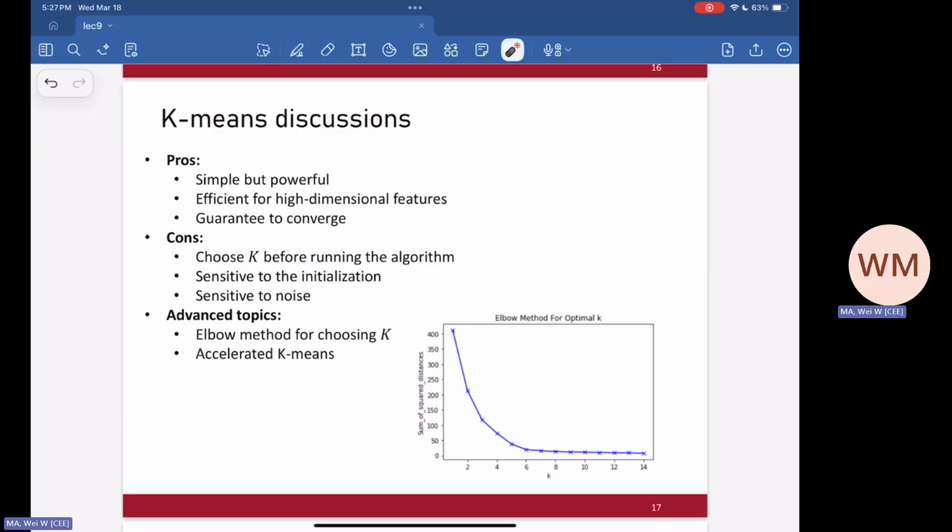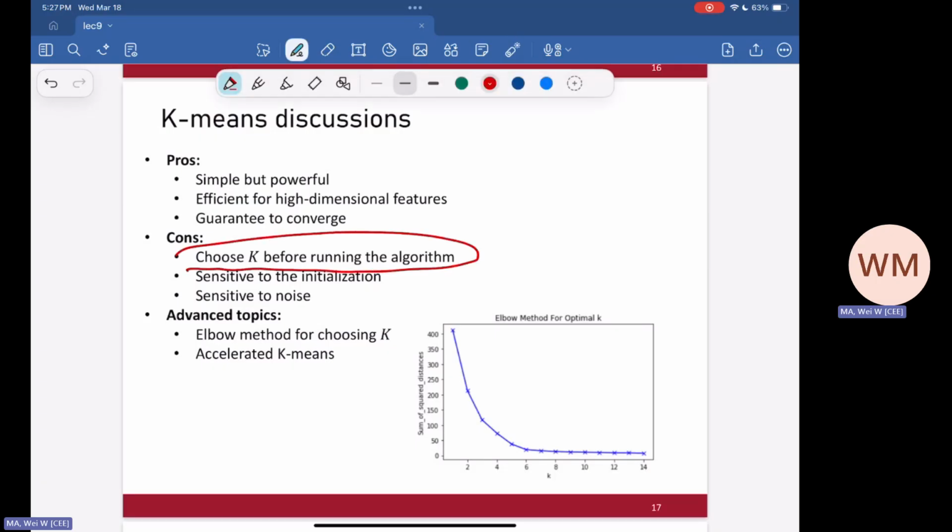Okay, so there are some disadvantages. There are two main disadvantages. The first one is that you have to choose k before running the algorithm. That means that given data, you have to guess how many clusters there are. Okay, so this is a main issue for k-means.